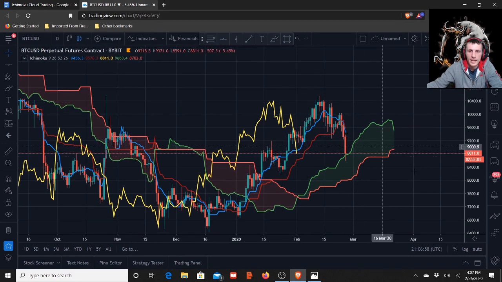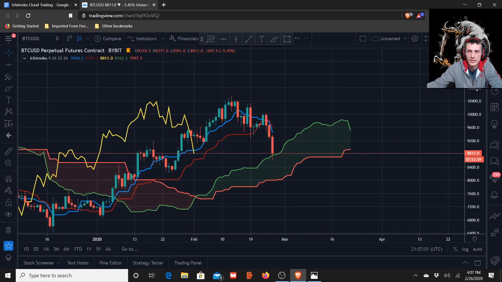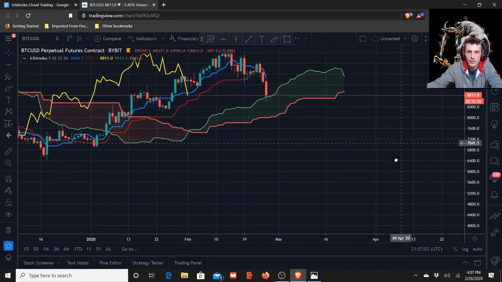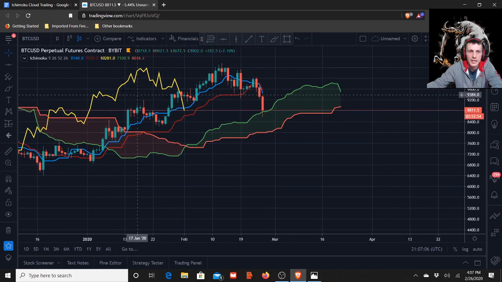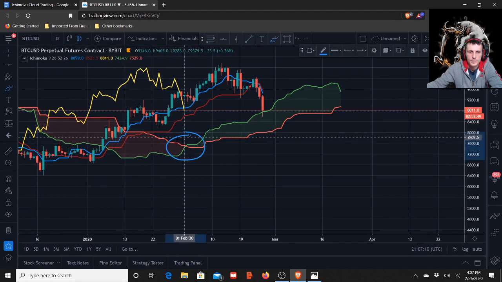Watch for the breakouts of the cloud and the Kumo twist. Higher time frames, the stronger it is. So we had a twist down here, and right when we twisted, we started going. Looking like this is going to act as support, and you can kind of see that here with your lagging span. It may even dip all the way down here. I'll be watching this close.